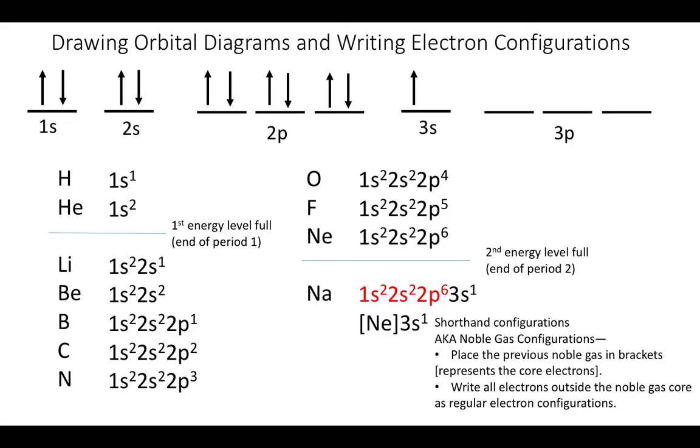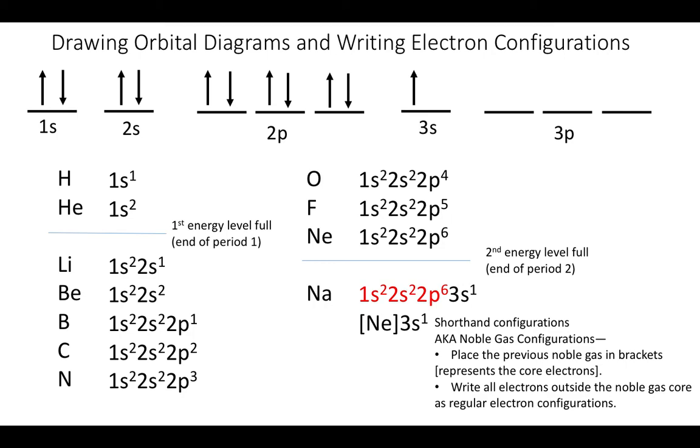Now, when you do shorthand configurations, the only elements you can place in the brackets are the noble gases. That is it. All other electrons outside of the noble gases have to be written with regular electron configurations. All right, so hopefully you're starting to see a pattern.